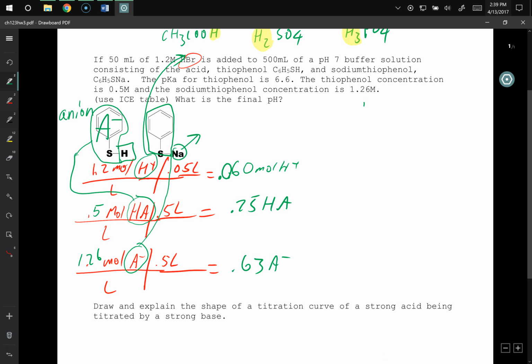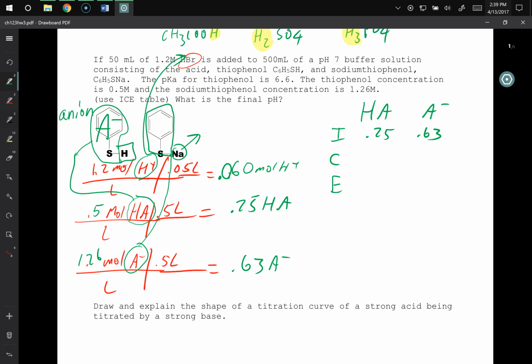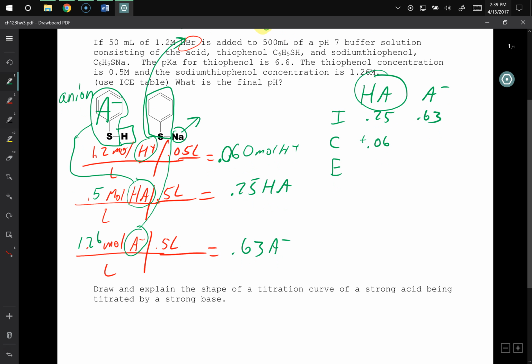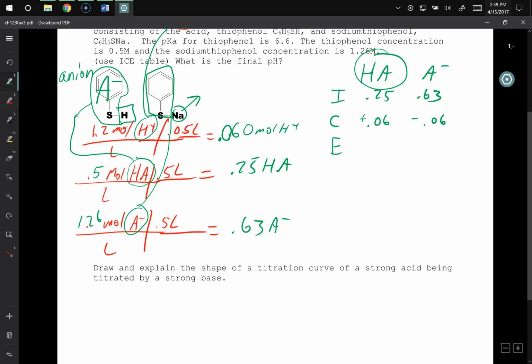All right, so I've got a weak acid. I've got the conjugate base of the weak acid, and I have initial amounts of 0.25 and 0.63. I'm going to change that, and then I'm going to end up with an equilibrium. What did I add to this buffer? An acid. So this is my acid. So this is going to go up 0.06, which means my base is going to drop 0.06. And so then I end up with 0.31 and 0.57.